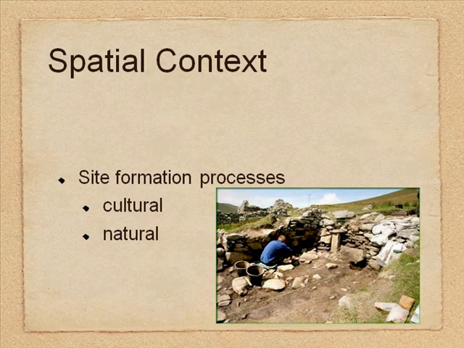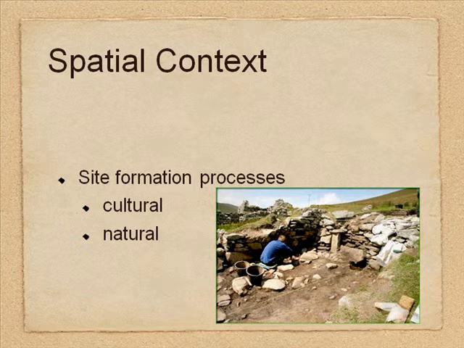Now, one of the things we need to do to understand this spatial context is to look at the site formation processes. So how is the archaeological record formed at that particular place? And there are two kinds. There are cultural and there are natural site formation processes. Now we want to try to determine what natural processes are going on first, because once we rule those out, then the only explanation for an artifact being somewhere is a cultural process.